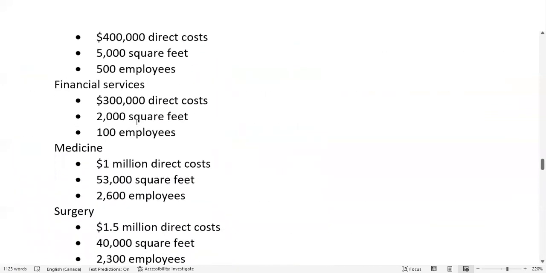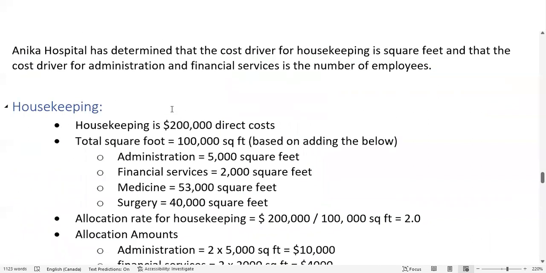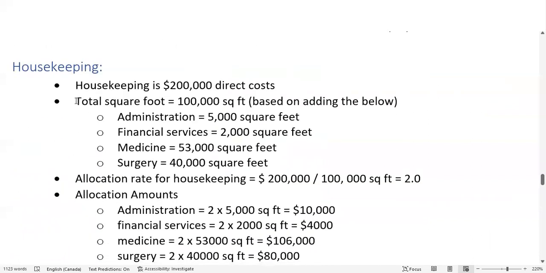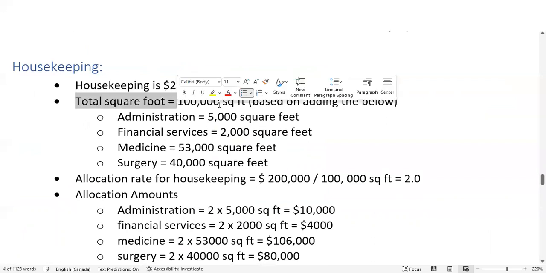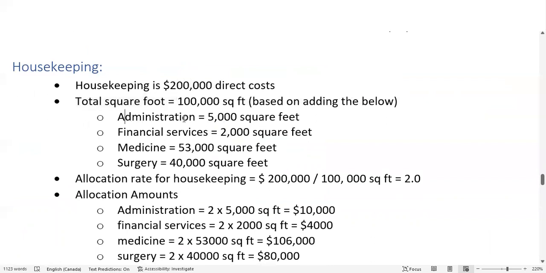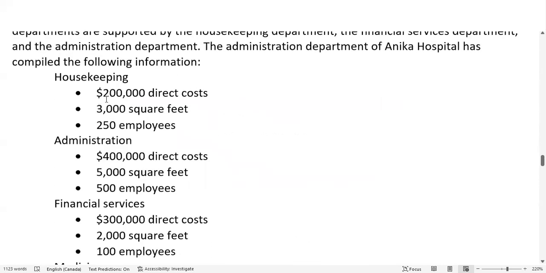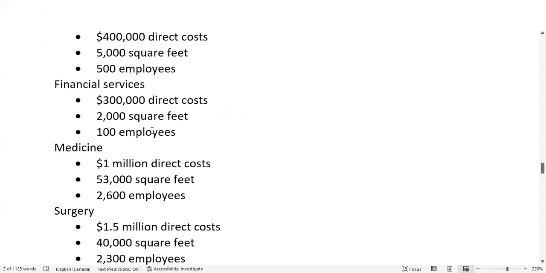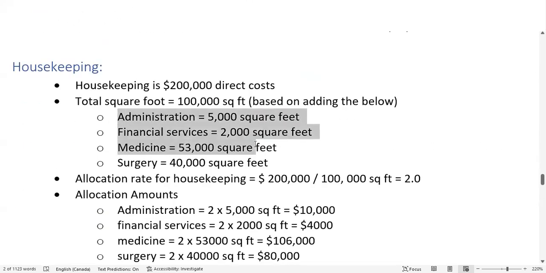Okay, so in this case, total square footage would be, as we computed, 100,000. Administration is 5,000 square feet. Financial services is 2,000 square feet. Medicine is 53,000 square feet. And 40,000 square feet for surgery. Total of 100,000 square feet. Again, we do not include the square footage for the housekeeping department because we do not allocate funds to the housekeeping department. So we only include these four departments.